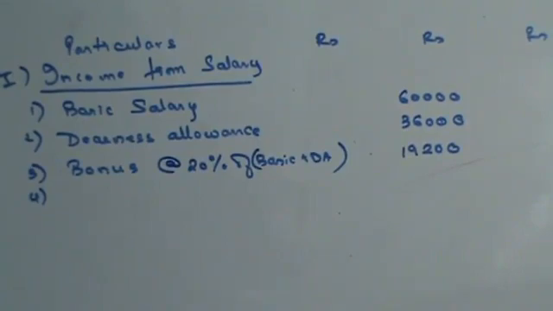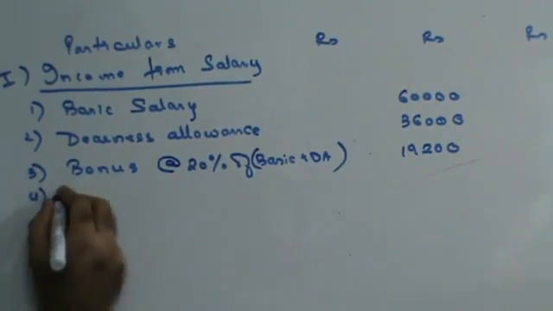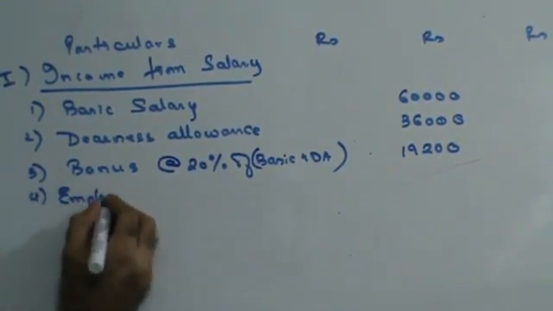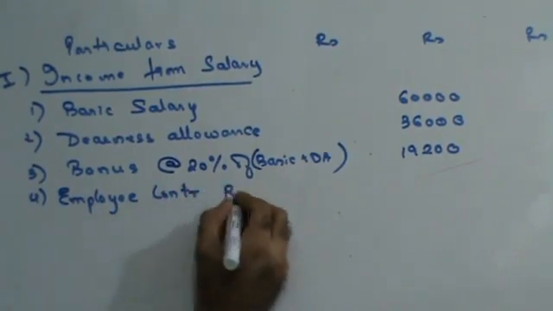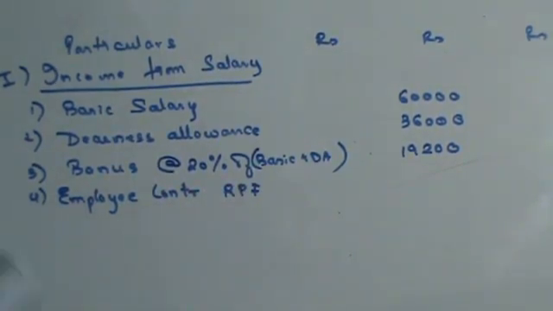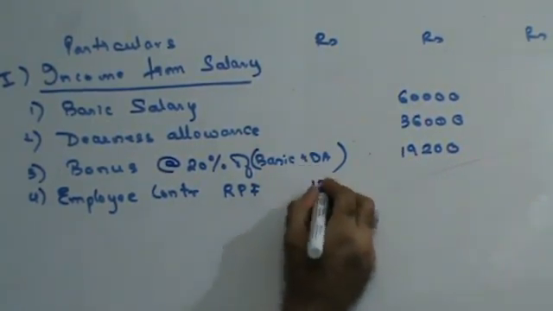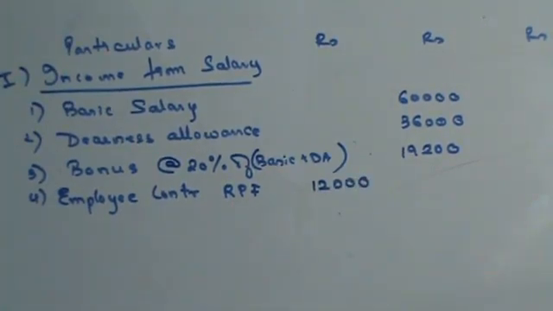Next. Employee's contribution 12.5% of basic and DA to recognized provident fund. Someone please find out 12.5% of basic plus DA. 12.5% of 96,000. That is 12,000.